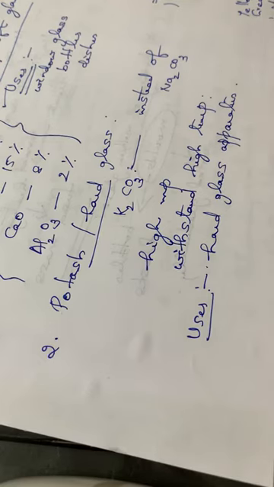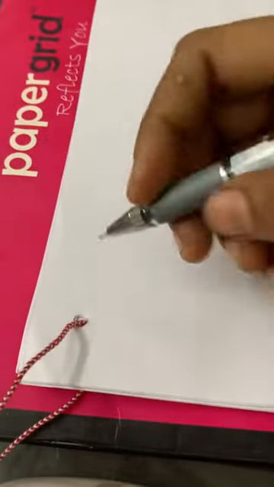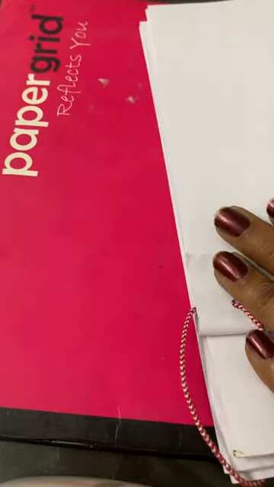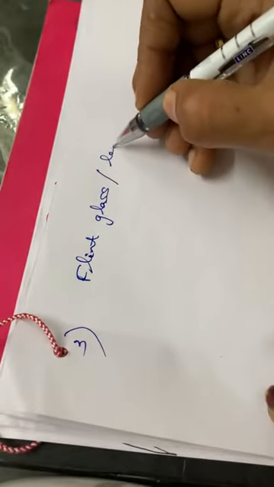Then the next one, the third one, is flint glass, or lead potash lime glass.